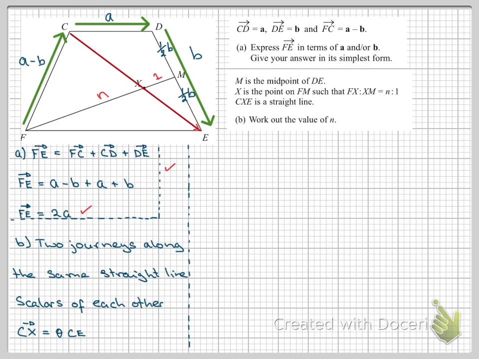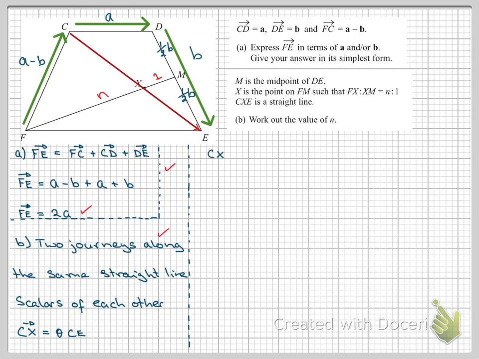The next part of this question really is the difficult one, and we're asked to work out the value of n for November. And I'm going to use the strategy here, which I have stated here. Two journeys along the same straight line, and they will be scalars of each other. And I'm doing C to X being some scalar of C to E. In other words, I'm saying this is some scalar of that. And when I get those two journeys, because they are scalars of each other, I can separate them into their A and B components and then compare those components.